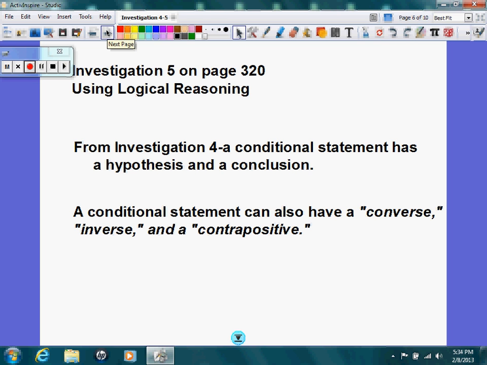Then we look at investigation 5 on page 320. And the title is Using Logical Reasoning. From the investigation that we just talked about, a conditional statement has a hypothesis and a conclusion. A conditional statement can also have a converse, an inverse, and a contrapositive. Well, what are these statements, or what do they consist of?